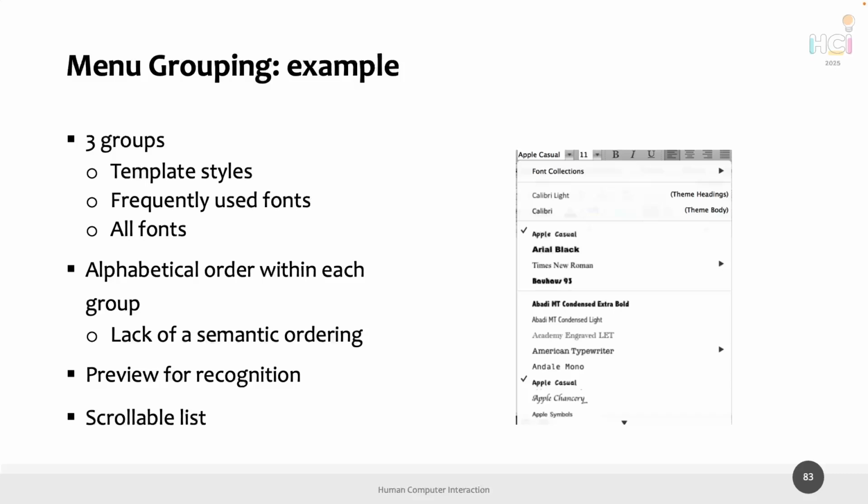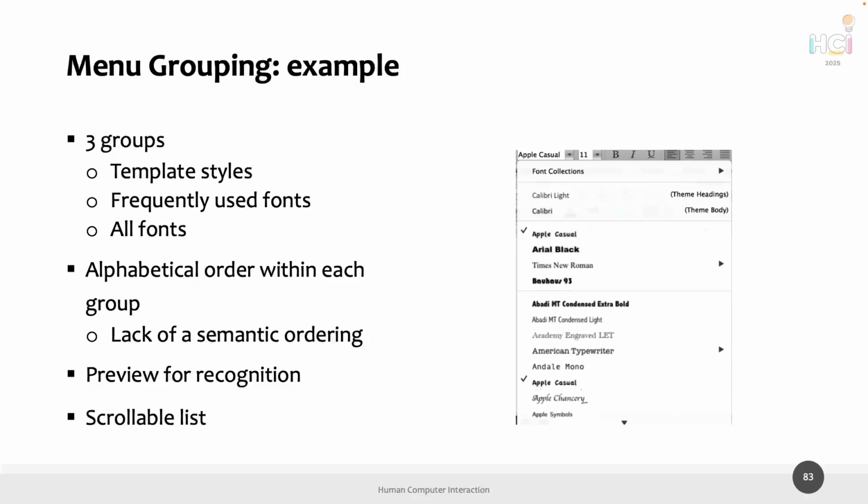But it's well organized because they are putting the most frequent selections on top, and then only if you need something more specific, you can go deep in the menu below. Then there is this strategy of using the same font for writing the font. So there is this sort of preview that helps recognition. And the list, of course, is scrollable.